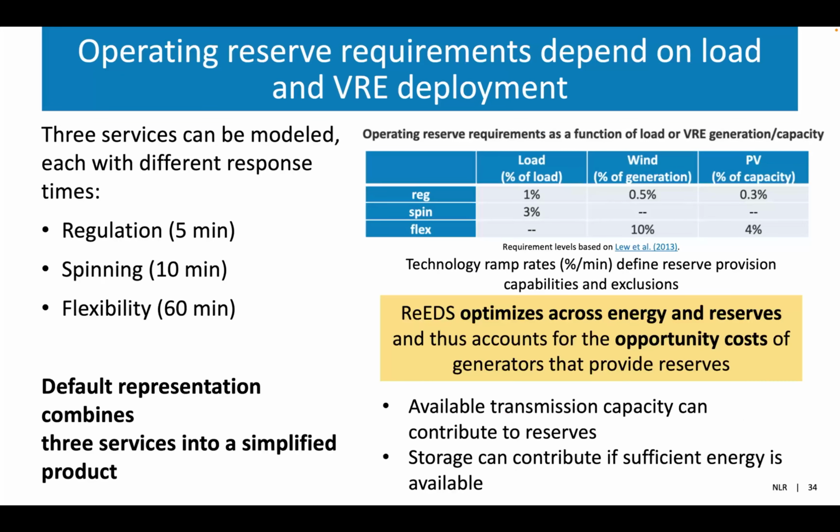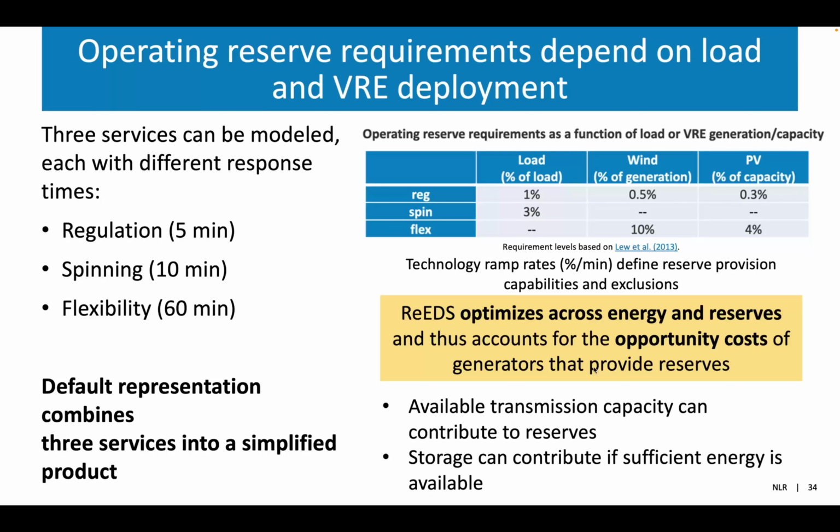So as stated before, for operating reserves, ReEDS models ancillary services to the system, providing regulation, spinning, and flexibility services meant to handle grid fluctuations and larger contingencies, disturbances, or outages. The requirements for each service depend on how much wind and solar or how much load is on the grid at any given time.